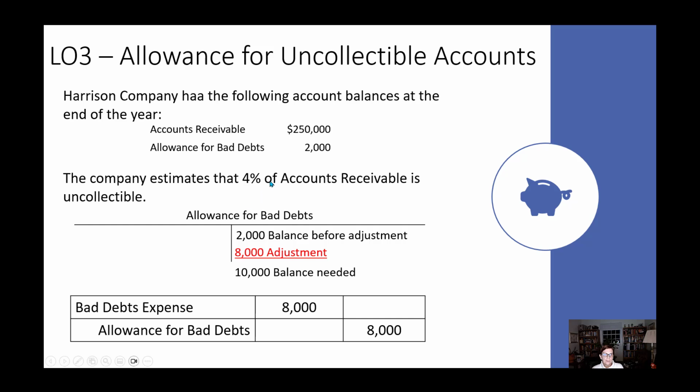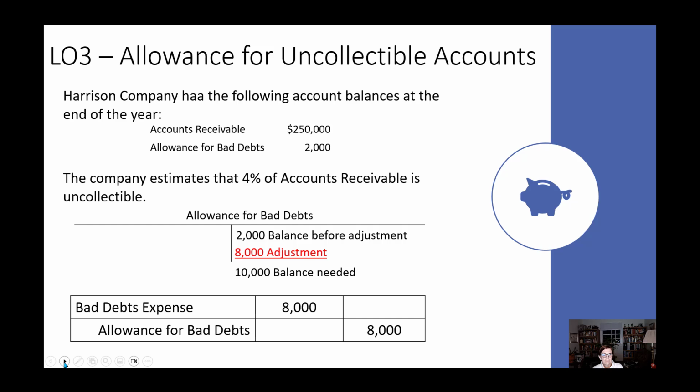Okay, so remember what we did. We multiplied the 4% times 250. We found the amount that we wanted in our allowance. We compare that to what's in there, and then we made the adjustment at the end of the year. So when the company prepares its financials, it's going to have this $10,000 as its balance in the allowance at the very end of the year.